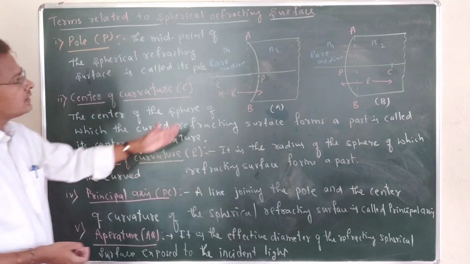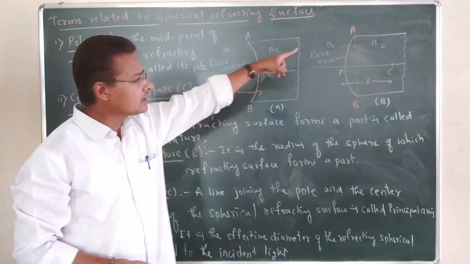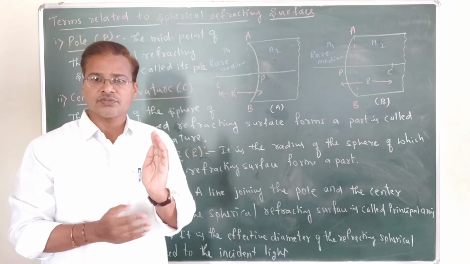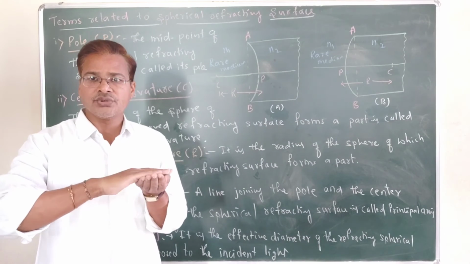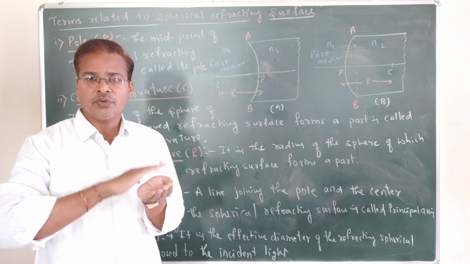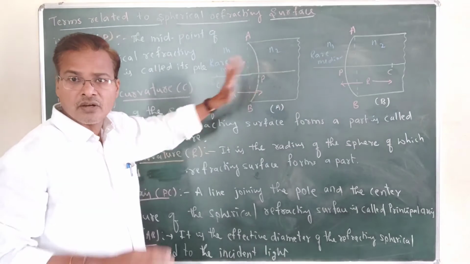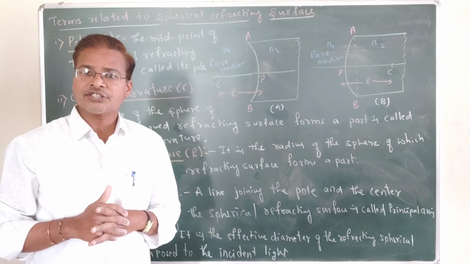Now the aperture, AB, which I have also written there. If you take a spherical refracting surface, it looks like this. This is the effective diameter. Wherever you see the effective diameter, on that only the refraction takes place.